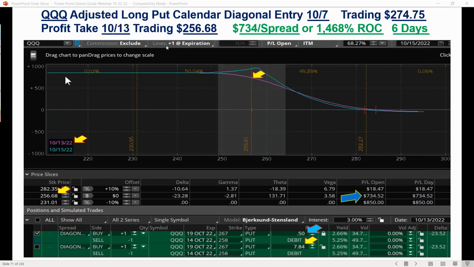And then you can see on the 13th right here, this trade was just ripping on the downside. It was trading right there. So it's trading at 256.68. So the spread went from that adjusted 50 cents to now 7.94. So we were up $734. So this is over 1,000% return, 1,468. So that's what you can do with these spreads, just have so many great benefits to the trade. So that's a look there.